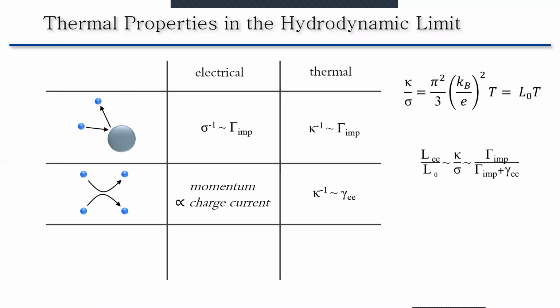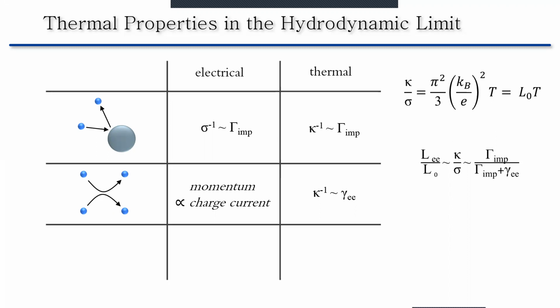So if we have very small amounts of electron-electron scattering in the system, then this number goes to 1, and we're back to the normal metal regime, where the Wiedemann-Franz law, so to speak, holds. On the other hand, if we have very strong electron-electron scattering, then this ratio becomes very large, and our Lorentz number is suppressed. So the Wiedemann-Franz law is violated, and it's suppressed in that case.